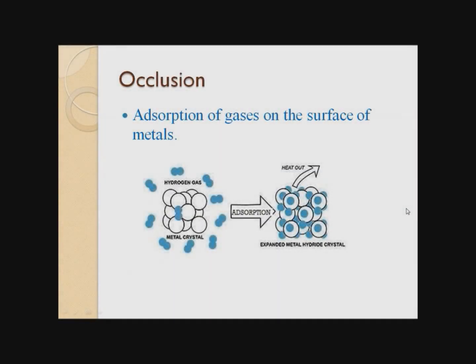Occlusion. It is the adsorption of gases on the surface of metals. For example, hydrogen gas molecules get adsorbed on the surface of metal crystal and result in the expanded metal hydride crystal. Also, heat is given out during this process.